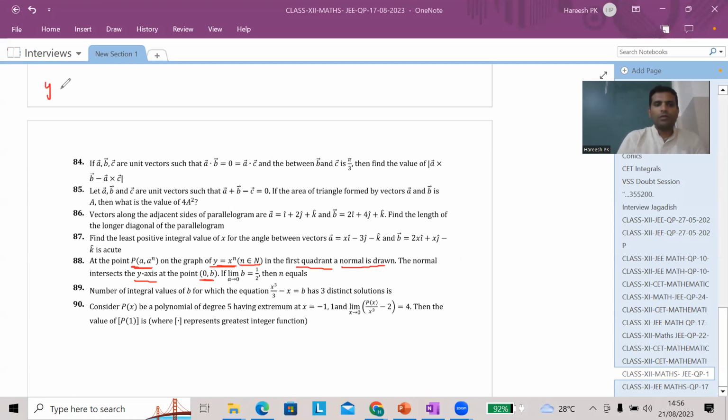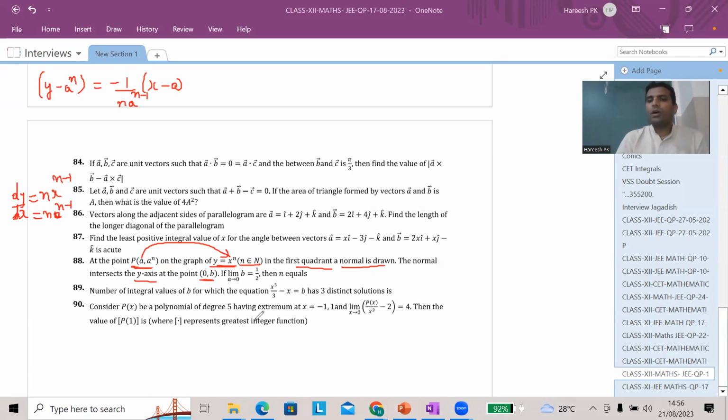Equation of normal is y minus y1 is equal to minus 1 by dy by dx. So let us find dy by dx. dy by dx is n x to the power n minus 1, but x must be a. So n a power n minus 1. So here, minus 1 by n a power n minus 1 into x minus a. So this is the equation of normal.